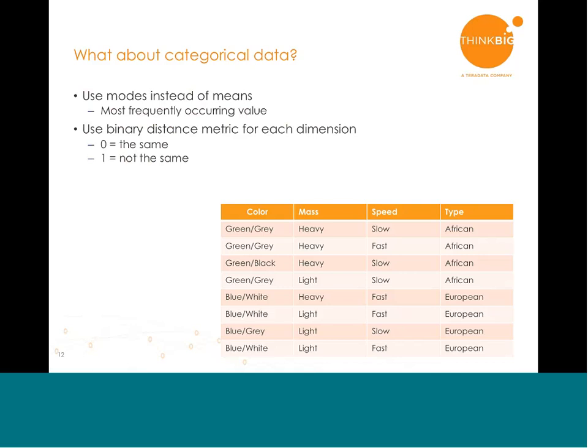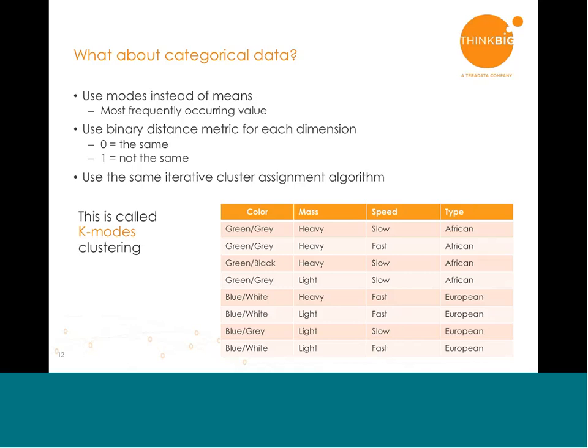When we try to calculate a distance between points, we also need a way to measure the distance. We use a very simple metric that is 0 if the 2 points are the same and 1 if they're not the same. And then we use the same iterative cluster assignment algorithm where we pick out centroids, calculate the distance using this binary distance metric, update the modes, so figure out what's the most frequent value in each cluster, and repeat this until we get convergence. This is called k-modes clustering, and it didn't have a function for Spark, but we've open sourced one, and I'll show you the link for that in a few slides.